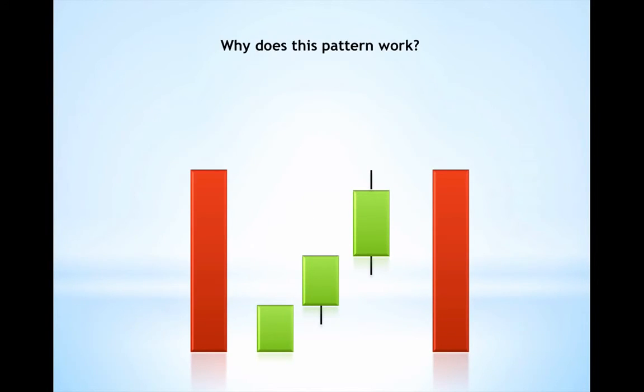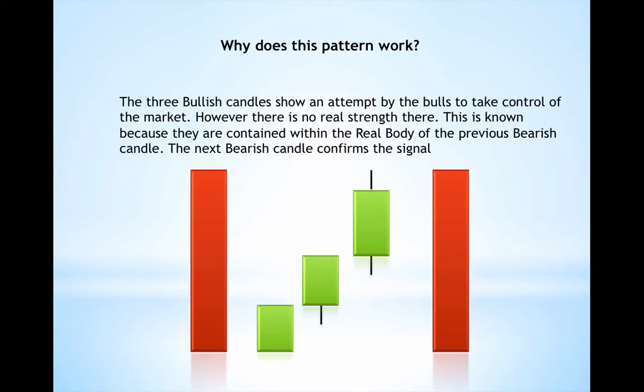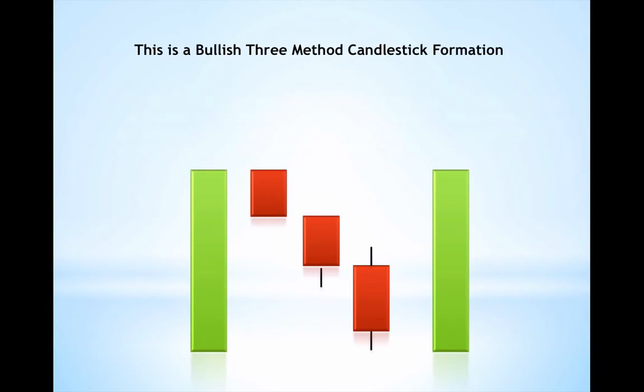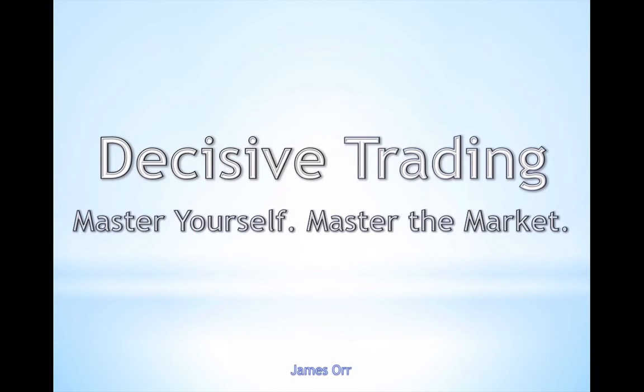And why does this pattern work? The three bullish candles show the attempt of the bulls to control the market. Since price is contained within the first bearish candle, you can see that there is little bullish sentiment. The next bearish candle confirms where the strength is held and confirms the signal. The bullish 3-method candlestick pattern is again simply reversed. And those are my favourite, most consistent candlestick patterns.